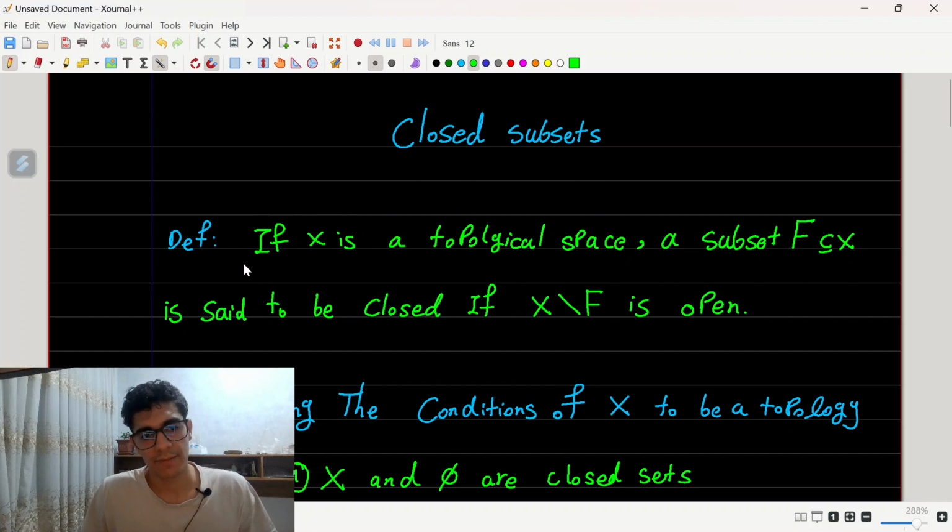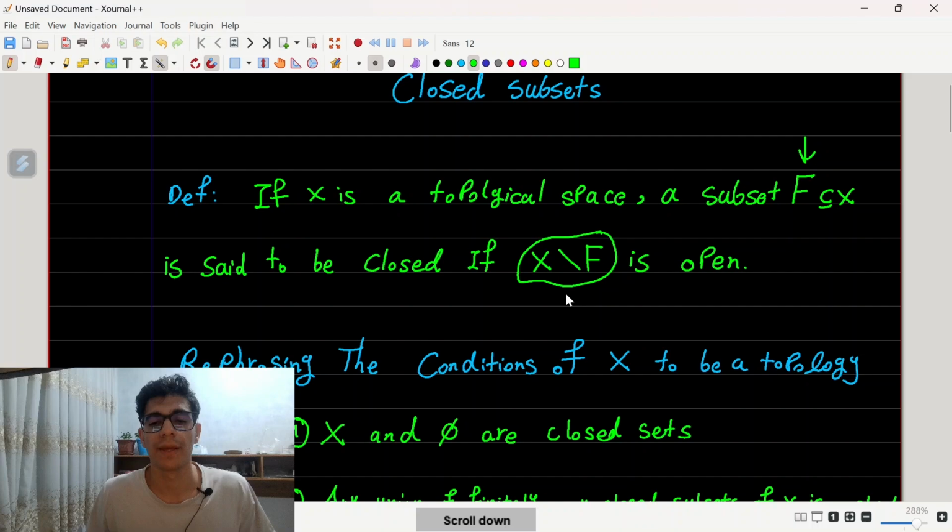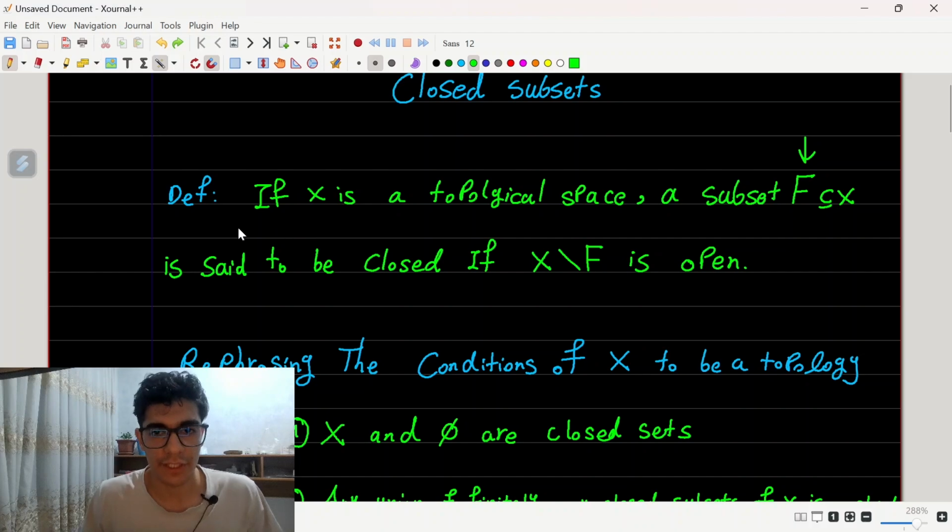So by definition, if X is a topological space, a subset F of X is said to be closed if its complement is open, which complement means this one right here, X subtracted by F. And this is a subtraction in the sense of sets. So this is the definition of a closed subset or a closed set.